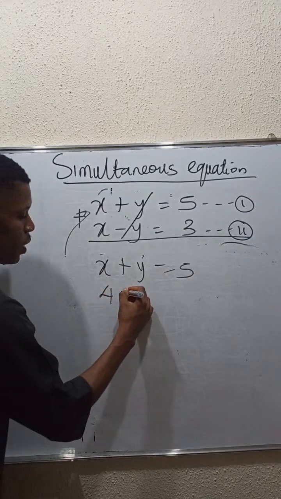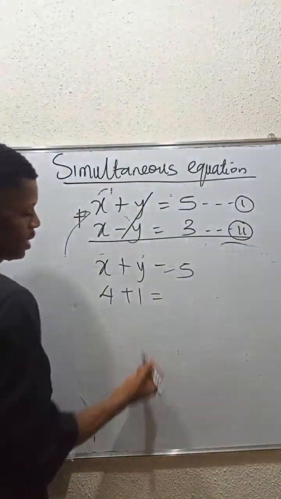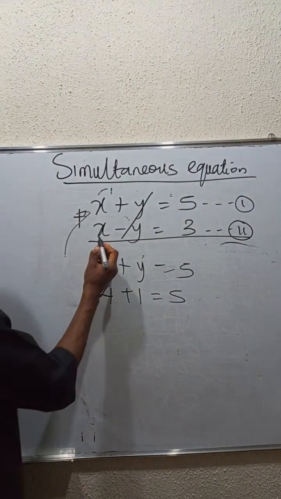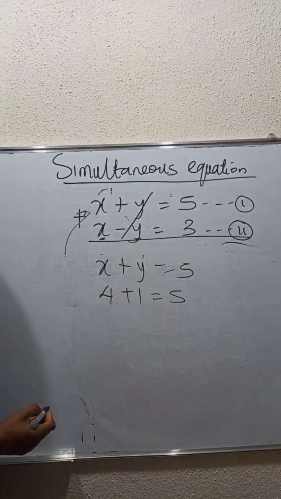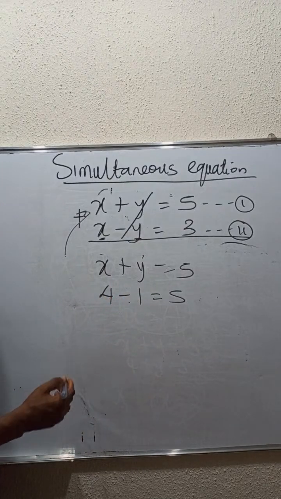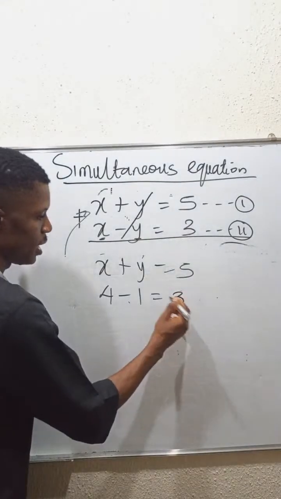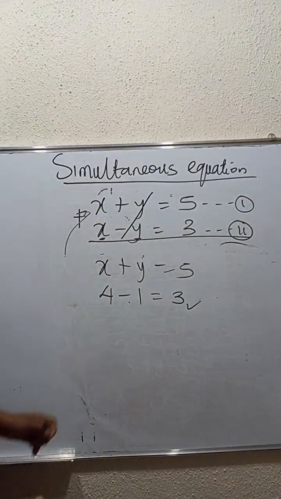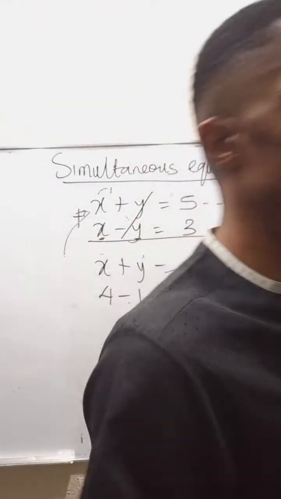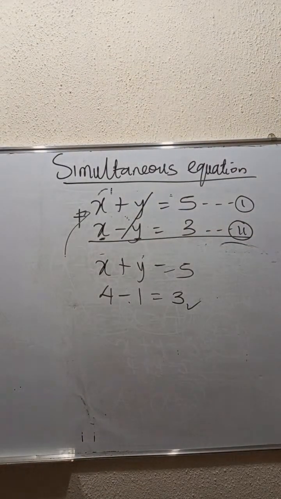Is 4 plus 1 actually 5? Yes, 4 plus 1 is 5. So we are right. We have x minus y is equal to 3. Is 4 minus 1 equal to 3? Yes, 4 minus 1 is actually 3. So it works for both of the equations. We've actually found the values of x and y that satisfy the equations.